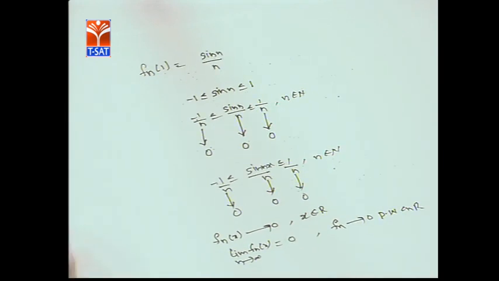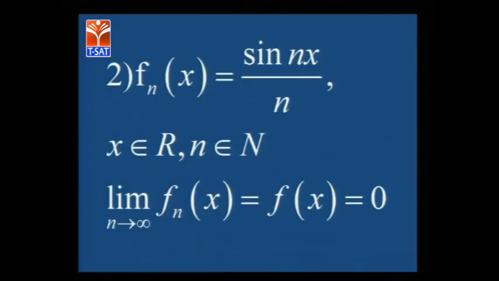Thank you, sir. Right, so Narendra sir explained. The second example is sin nx by n. You observe that f1 of x is equal to sin x by 1, f2 of x is equal to sin 2x by 2, f3 of x is equal to sin 3x by 3, and f4 of x is equal to sin 4x by 4. Using the sandwich theorem, as explained, for any x, fn of x converges to 0. So the sequence fn of x converges pointwise to the function f of x equal to 0.